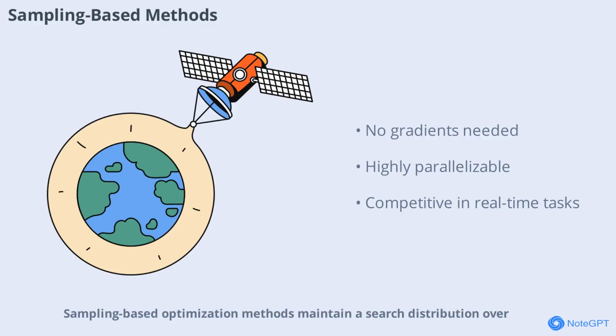Sampling-based optimization methods maintain a search distribution over policy parameters and evaluate the objective at sample points. Popular algorithms include random search, genetic algorithms, and evolutionary strategies. While these methods are sometimes considered sample inefficient, in the context of predictive control, they can be surprisingly competitive due to their speed and simplicity.